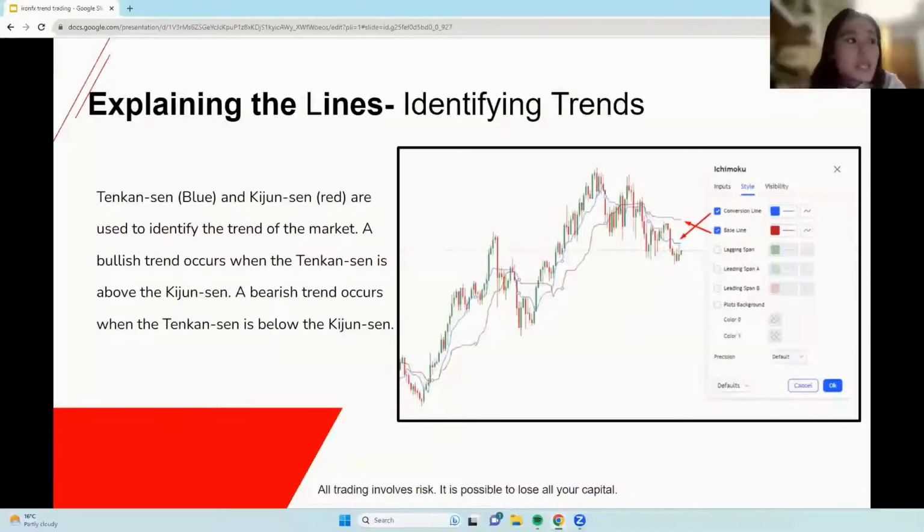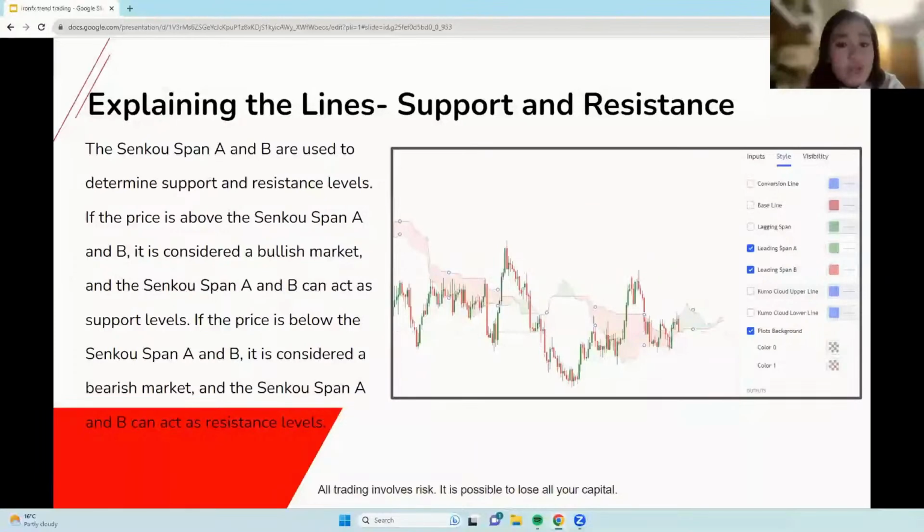Okay, next, the second way is for support and resistance. The first way was to identify the trends. Now the second way is to identify potential support and resistance levels. So the Senkou span A and B, which I mentioned earlier, are the leading indicators. These can determine support and resistance levels.